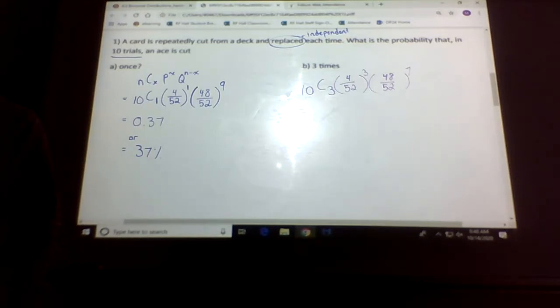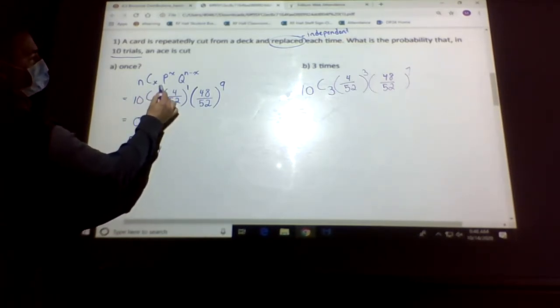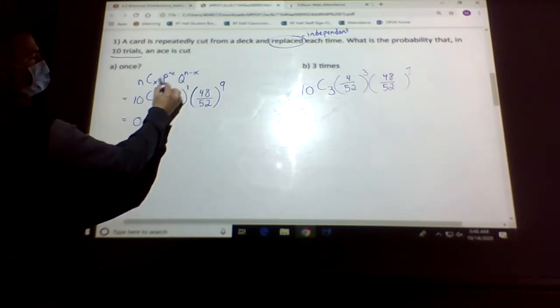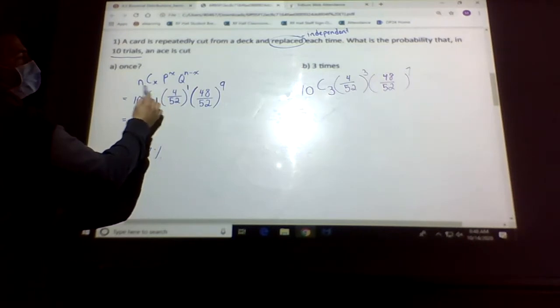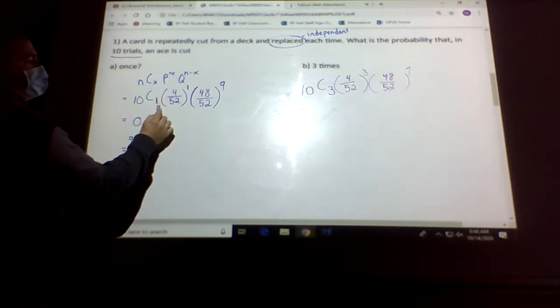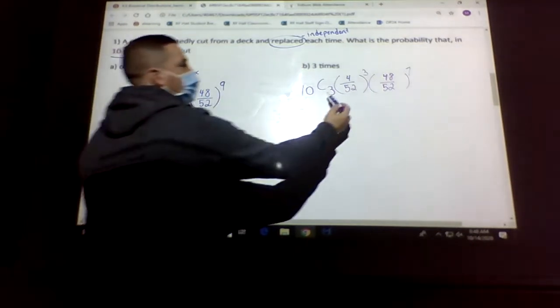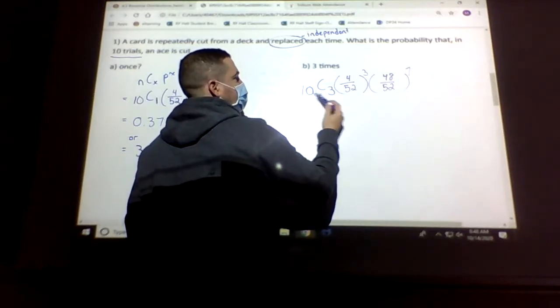Wait, sir, how do you get the exponents again? Like what numbers? Whatever's here, so this is x, so x goes here. So 1 and 1, and then this one is these two subtracted. So 10 minus 1 is 9. Again, 3 and 3, and then 10 minus 3 is 7.